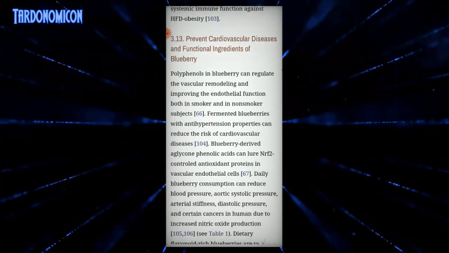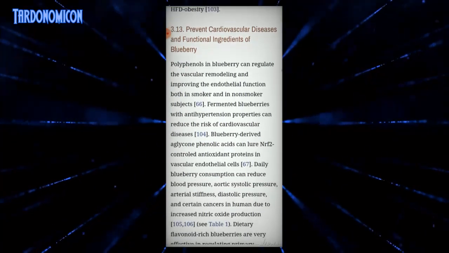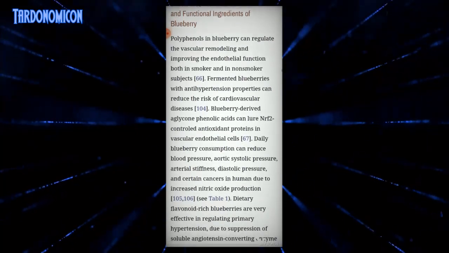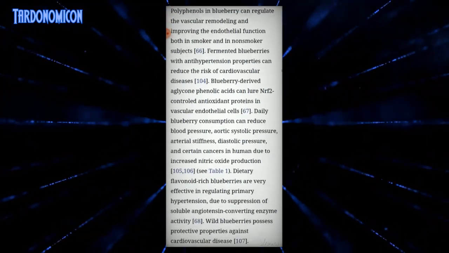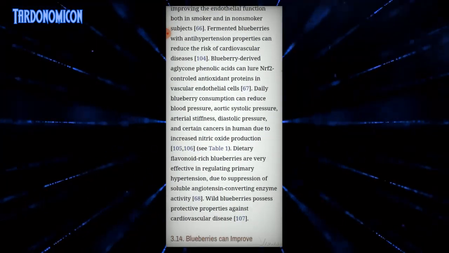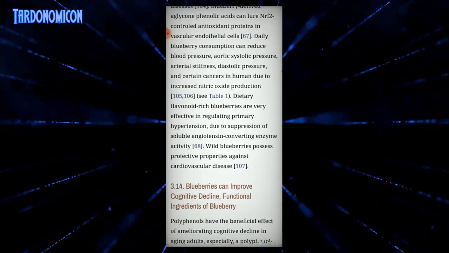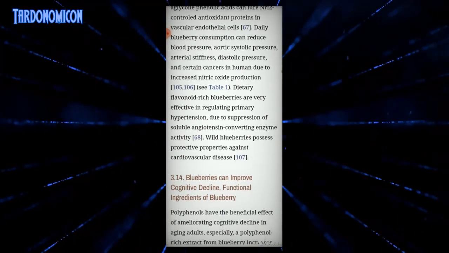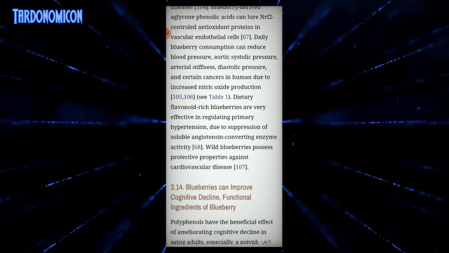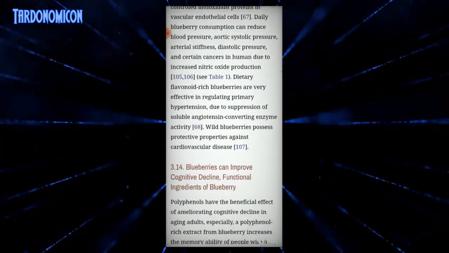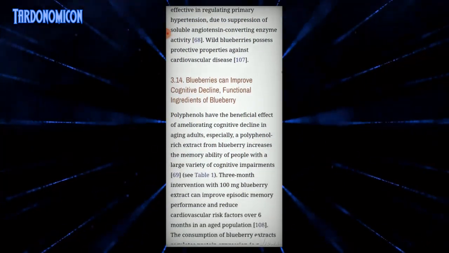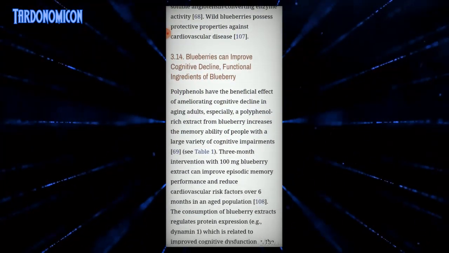Okay, prevents cardiovascular diseases. Functional ingredients, okay, so polyphenols in blueberry can regulate vascular remodeling and improve endothelial function, both in smoker and non-smoker subjects. Fermented blueberries with blueberry consumption can reduce blood pressure, aortic systolic pressure, arterial stiffness, diastolic pressure, and certain cancers in humans due to increased nitric oxide production. Blueberries can improve cognitive decline.